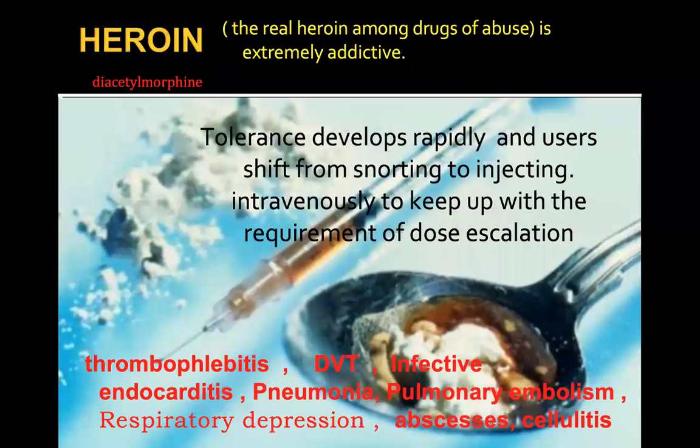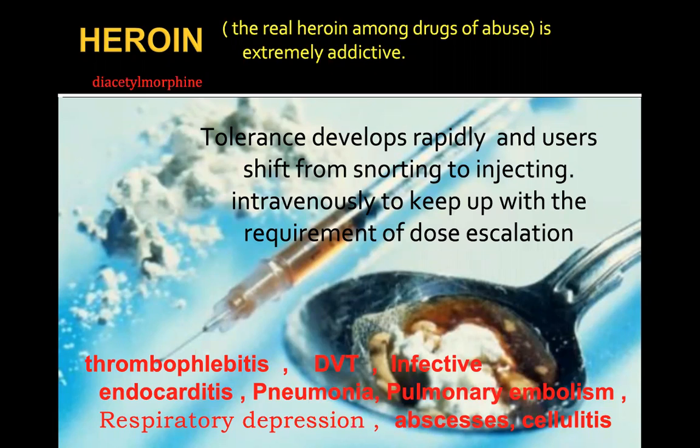Heroin, among drugs of abuse, is extremely addictive. It is diacetyl morphine. Tolerance develops rapidly and users shift from snorting to injecting intravenously to keep up with the requirement of dose escalation. Earlier they snort it, taking it by nostril. Then when the tolerance level has increased, they go towards injecting. Heroin is not available in parenteral, injectable form.